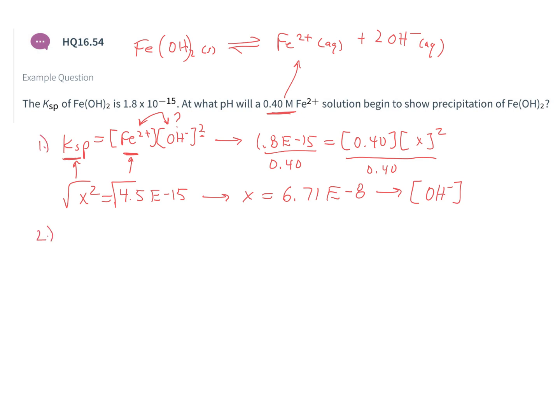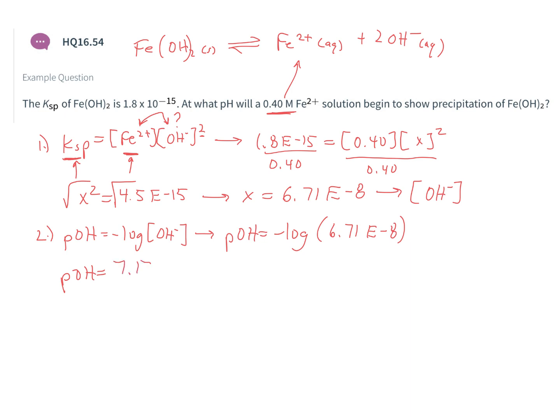So step 2, we know pOH equals the negative log of my hydroxide concentration. So the pOH of this would be the negative log of 6.71 e to the negative 8. pOH is 7.17. Well, we know pH plus pOH equals 14. So the pH of this solution would equal 14 minus 7.17. The pH of this solution is 6.83.